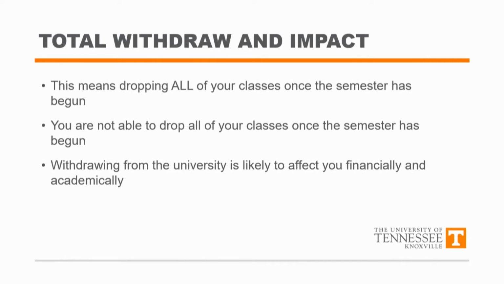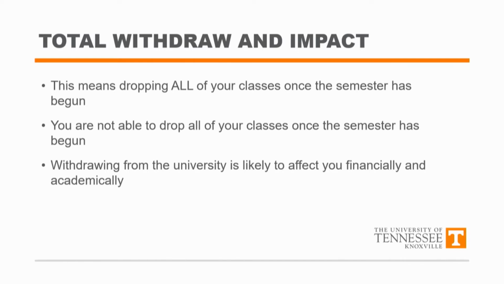So first, let's talk about a total withdrawal, what it means, and the impact it has on you. A total withdrawal is dropping all of your classes once the semester has started. So once classes have started and you decide that you need to drop out of all of your classes for that semester, that is a total withdrawal. It's slightly different from just dropping a class or two on your MyUTK account. In fact, you're not able to drop all of your classes once the semester has started. You have to request a total withdrawal from the university if that's what you're deciding to do.